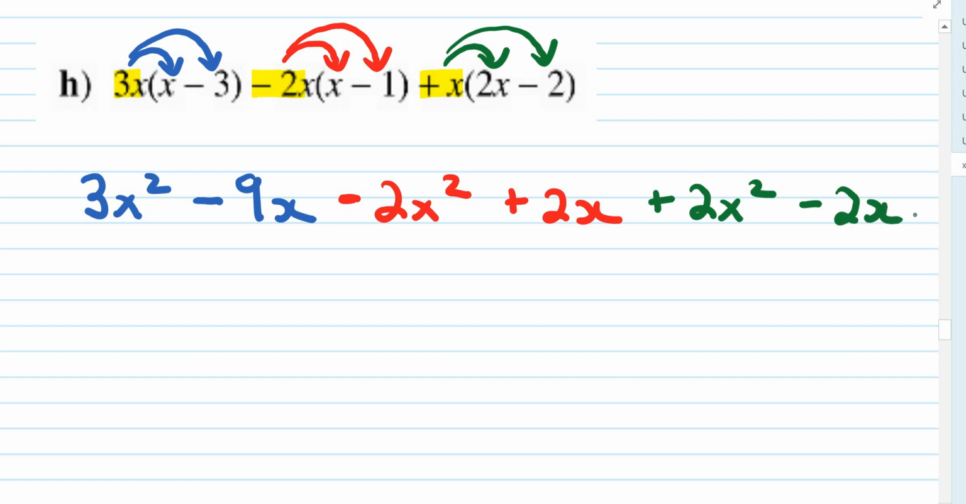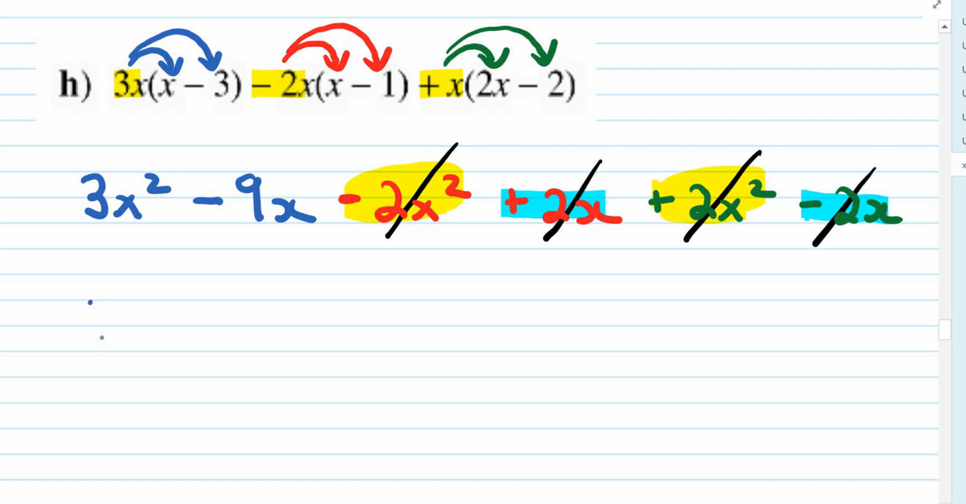Okay. And if I just get my yellow marker here, I notice that this -2x squared and this positive 2x squared, those two terms will just cancel out. All right, and then I have a positive 2x and a -2x, and those two terms will cancel out. And I'm just left with the first two terms, which are 3x squared minus 9x.